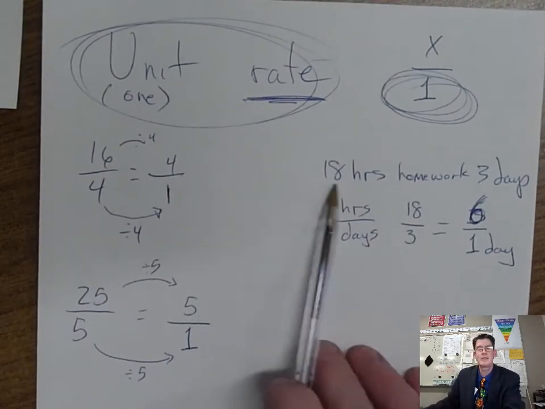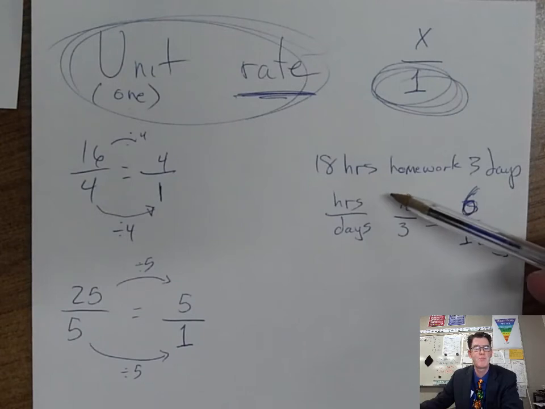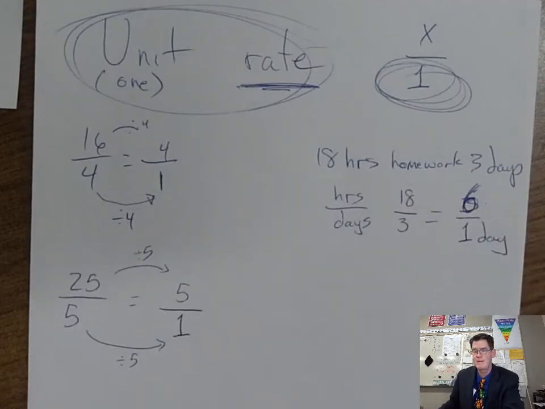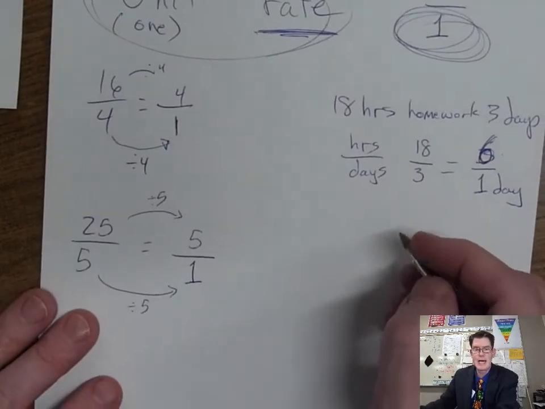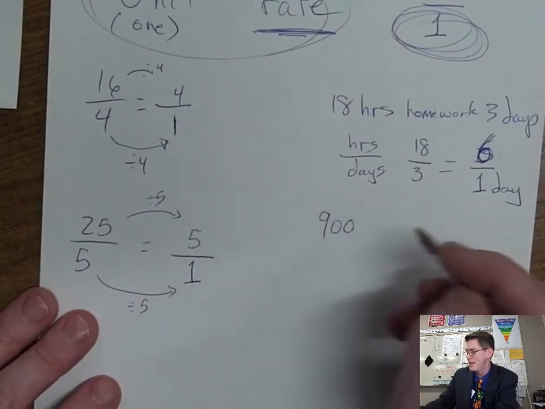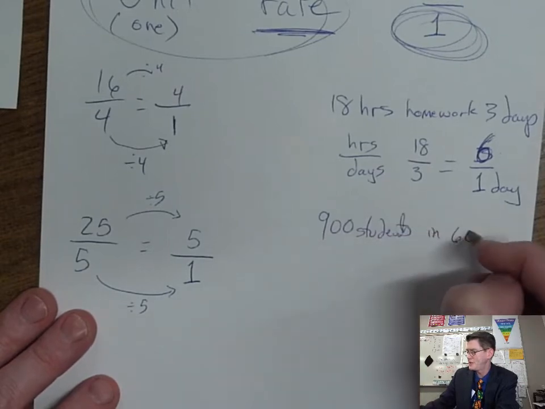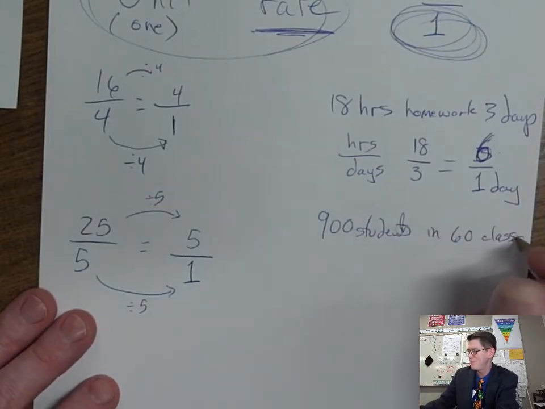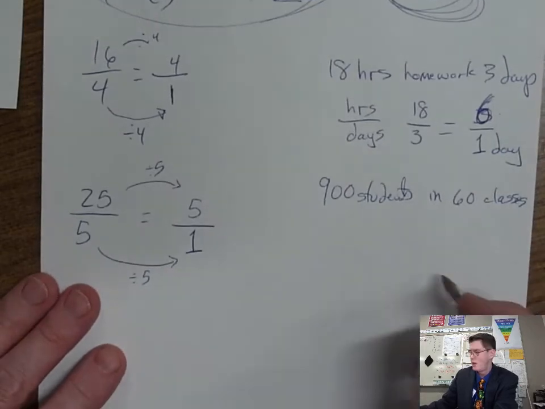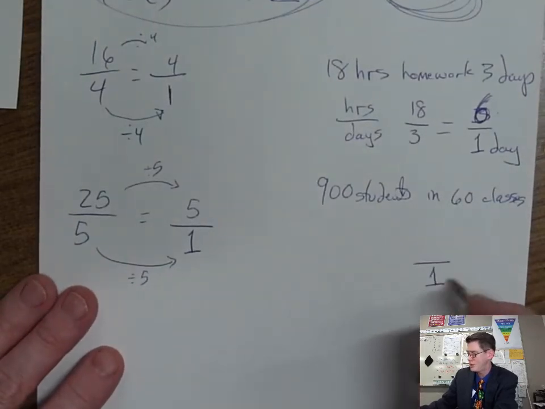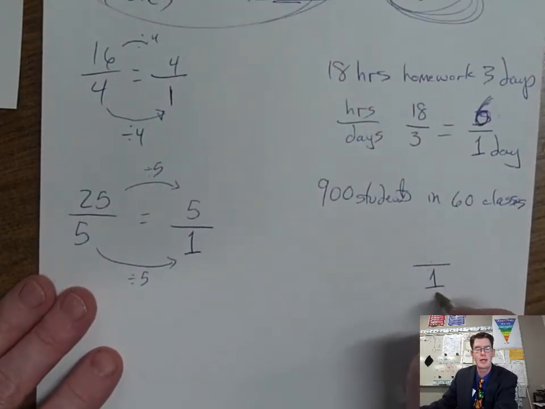So you're going to get some word problems. You have to just build the fraction and then turn it into a unit rate. Let's say that at South Hills Middle School, there were 900 students in 60 classes. Let's say that's what was happening. How many would be in each class, or per class?